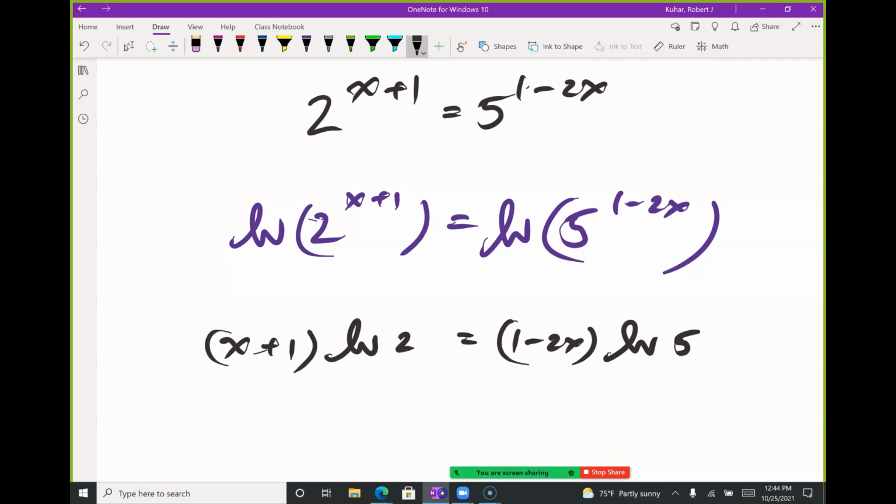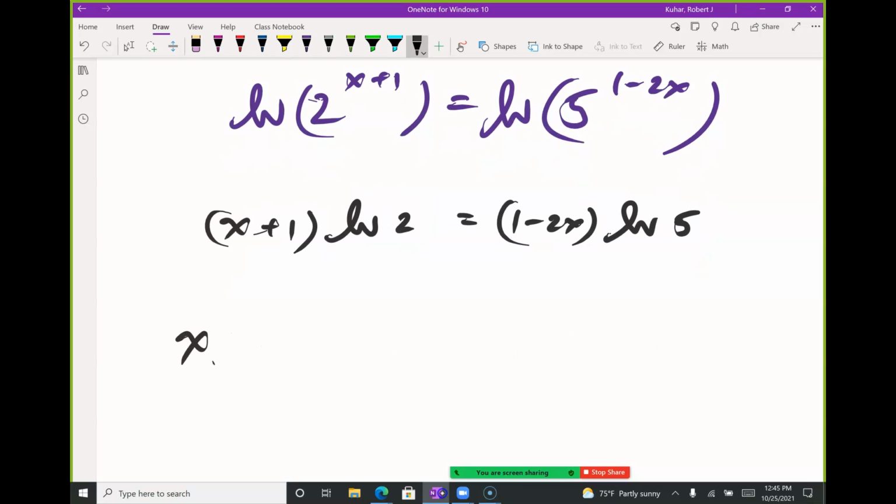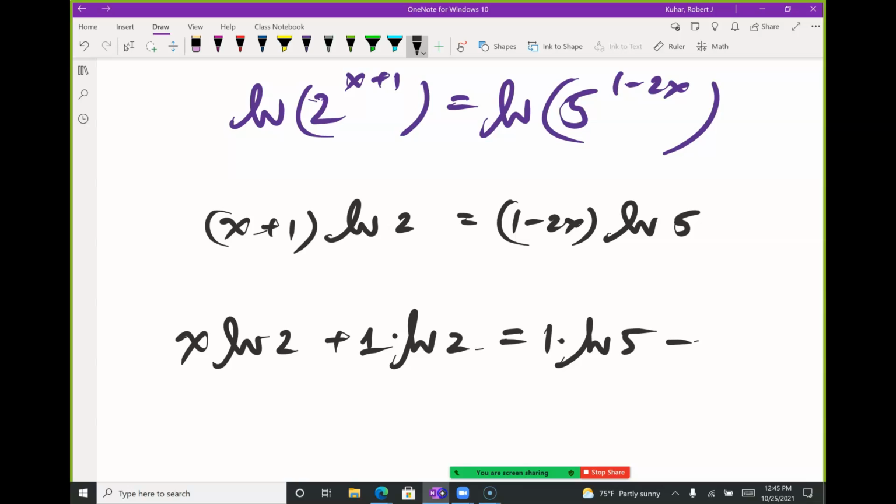Remember, I'm trying to solve for x, and I have to get rid of parentheses because I want to gather all my x terms on one side. So I'm going to distribute here, right? I get x ln of 2 plus 1 ln of 2 equals 1 ln of 5 minus 2x ln of 5. Everyone okay here?